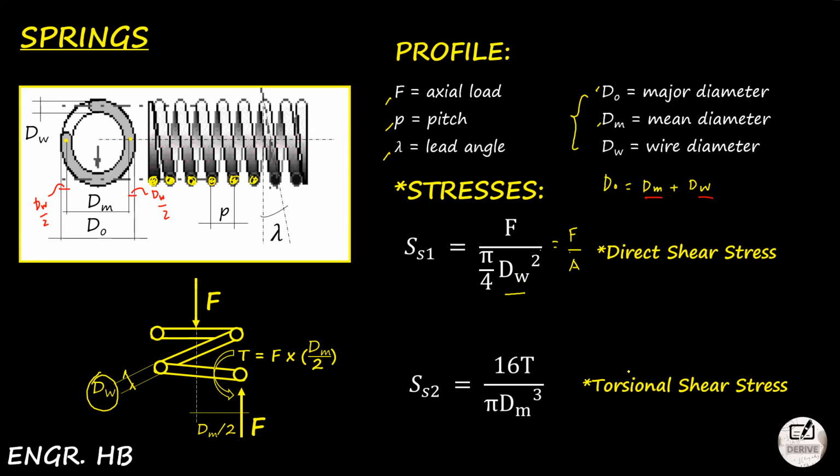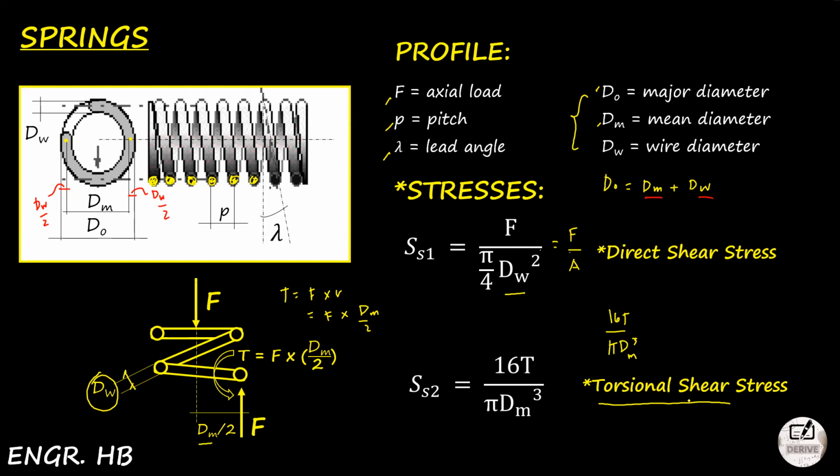So paano naman si torsional shear stress? So as you can see, we have a torque here. We all know that torque is basically force times radius, and radius is equal to diameter over 2. So that was force times diameter over 2, and yung diameter dyan is your mean diameter naman. So kung ang apektado ng direct shear stress is sa wire diameter, ang apektado naman ng torsional shear stress is your mean diameter. We all know that the shaft torsional shear stress is equal to 16T over pi d cubed. So just replace this diameter by dm. So you have your 16T over pi dm cubed.